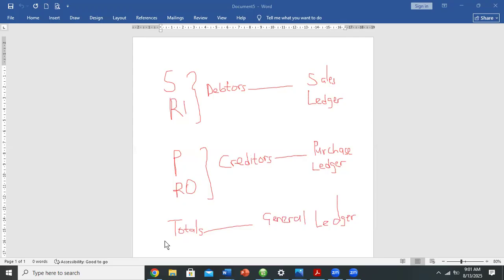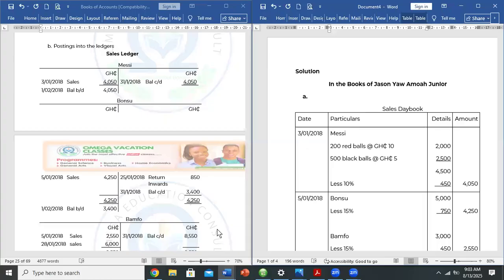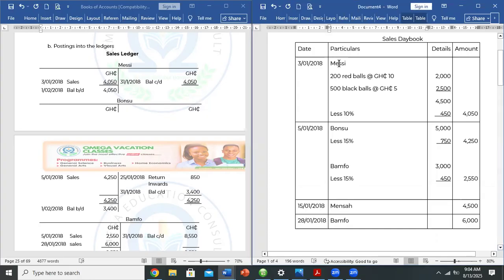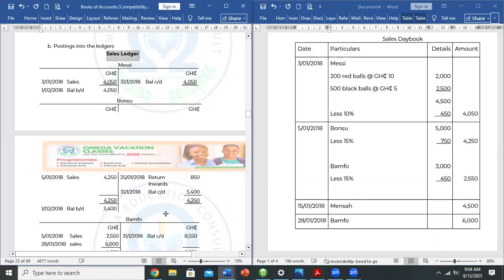Okay, so let me show you the postings. You can start doing the posting by looking at the first day book you prepared. In this case, we prepared the sales day book, right? The first customer or debtor here is Mercy. So it means that this should go into the sales ledger. You just write your title, sales ledger, and then you open the account for Mercy.